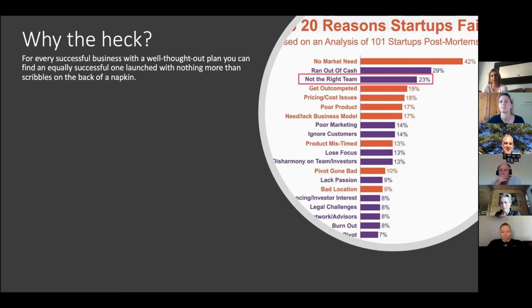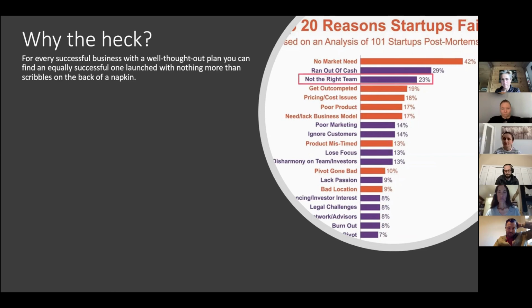Not having the right team is another one, and that's quite key on the incorporation: having the wrong people in the business. If you've not looked at the kind of skills you need to have and how those people fit together, then there's a real risk of failure. Getting out-competed: if you looked at your market and your competitors, you will know who's out there that's fighting against you potentially as a startup business, and if you have a viable USP that will differentiate you from your market.